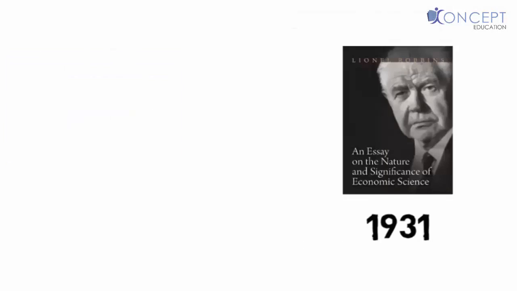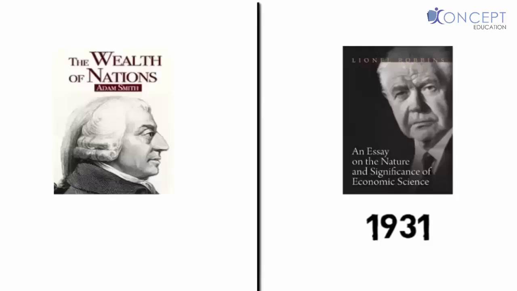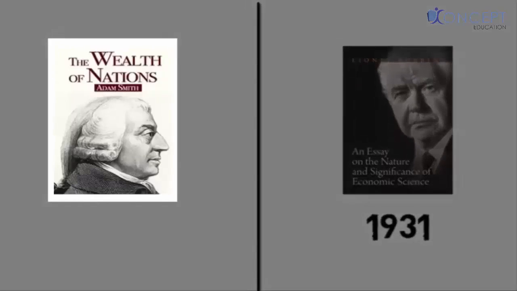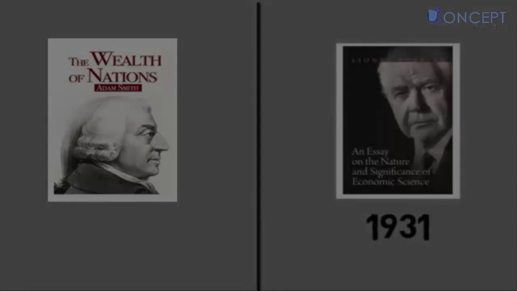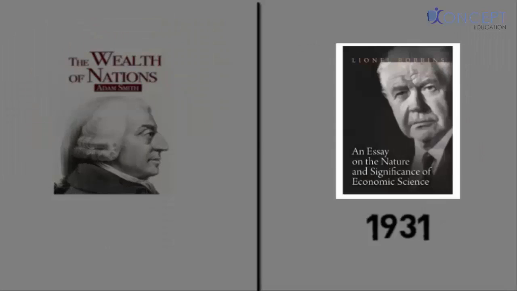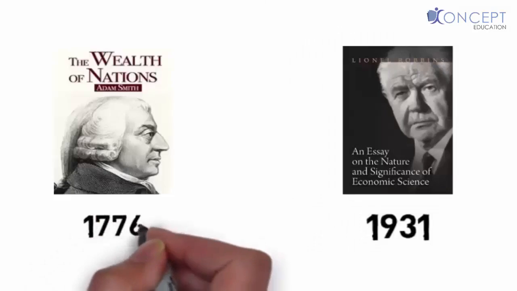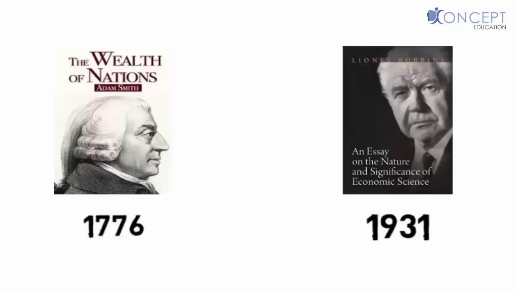Now remember, the name of the book of Robbins and the name of the book of Sir Adam are very similar. Sir Adam's book is Nature and Causes of Wealth, and Sir Robbins' book is Nature and Significance of Economics. The year of Adam Smith's book was 1776 and the year of Robbins' book is 1931.